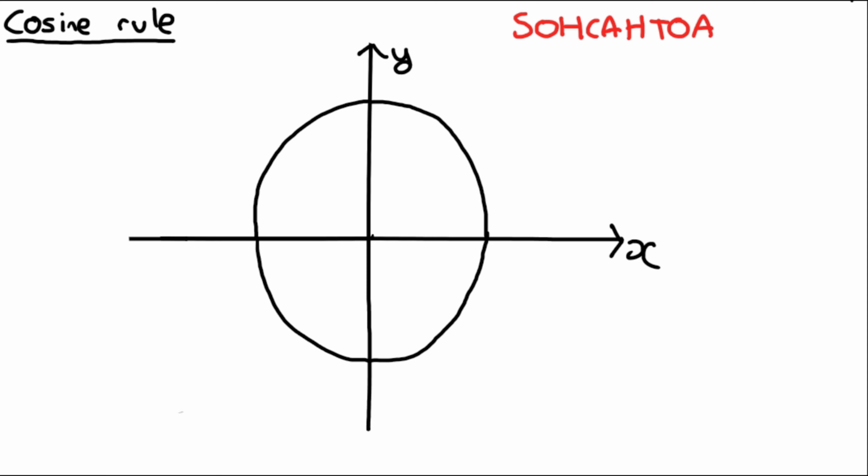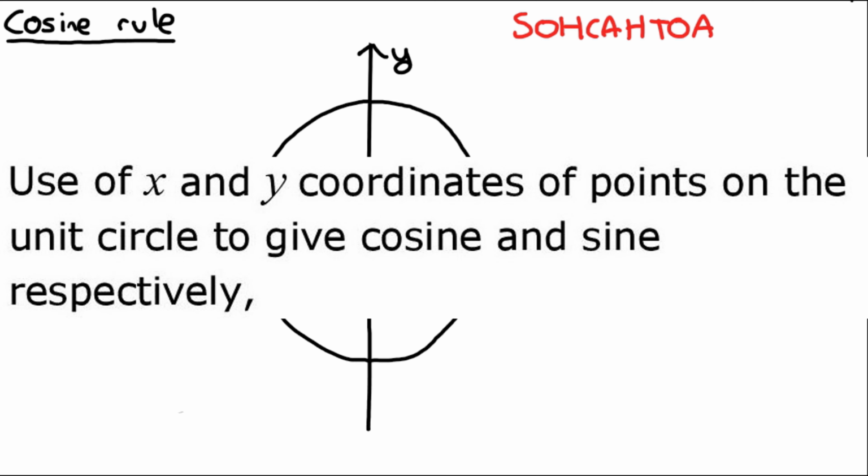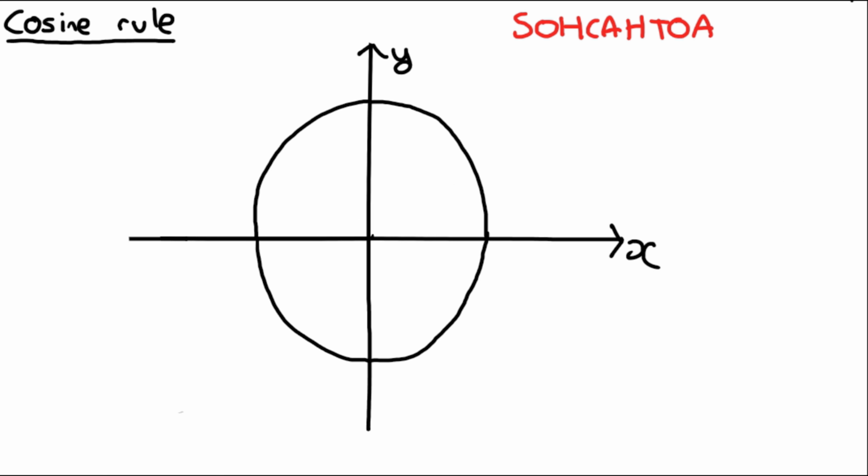Now, really quick, the spec specifically mentions that you need to know the use of x and y coordinates on a unit circle in order to give cosine and sine values. For some reason, they word this in a really complicated way, and to be honest, I don't think you really need to know about it, but as it's on the spec, I just want to go through it really quick. If we have a unit circle on an axis like this, a unit circle, if you don't know, is just a circle with a radius of 1 and a centre at the origin (0, 0).